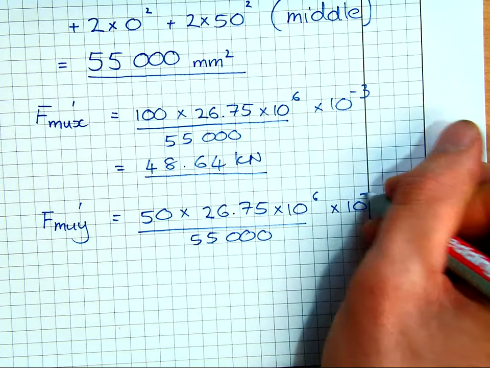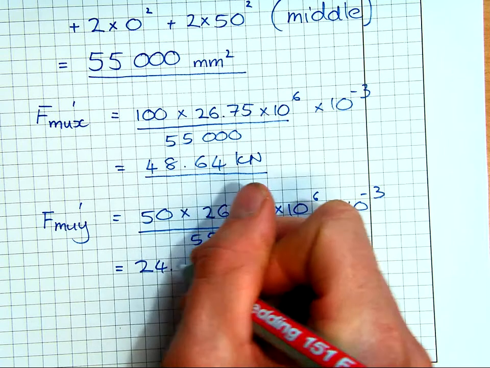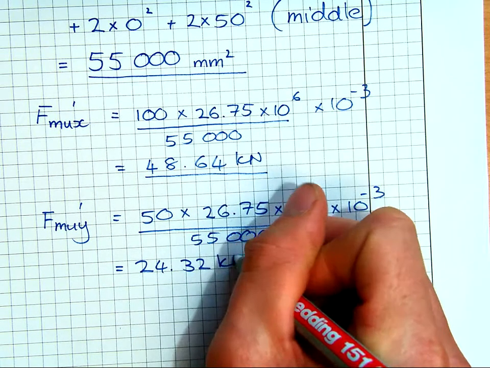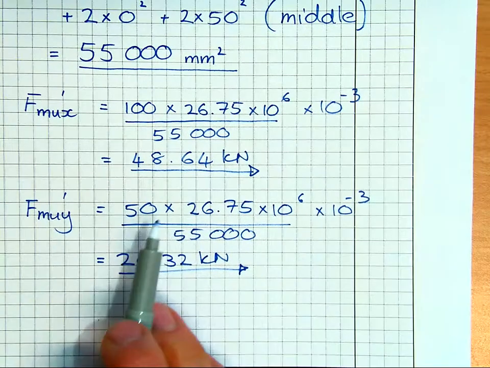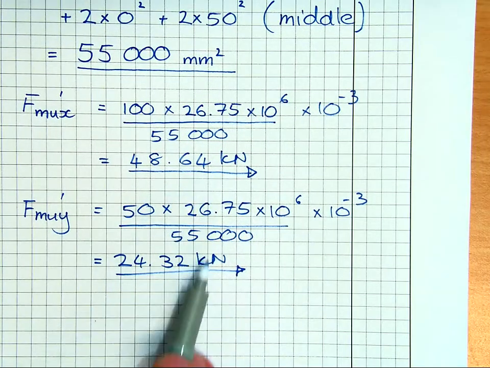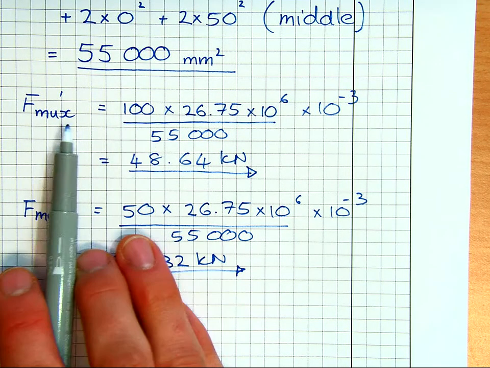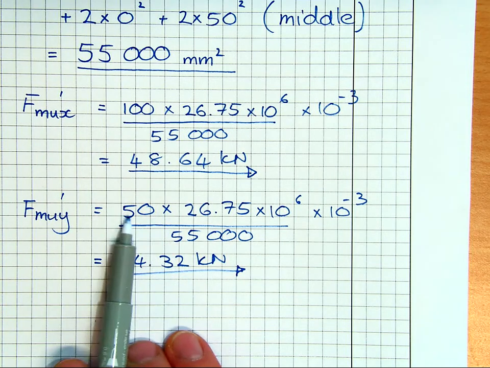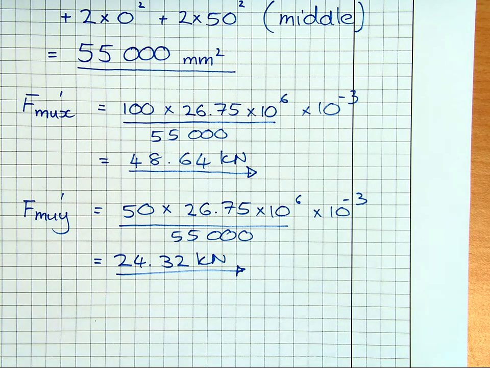Times 10 to the negative 3, that's just to convert it from newtons to kilonewtons. And so there we go. We've got 48.64 kilonewtons horizontally, 24.32 vertically. And once again, the vertical component affects the horizontal force, and the horizontal distance affects the vertical force.